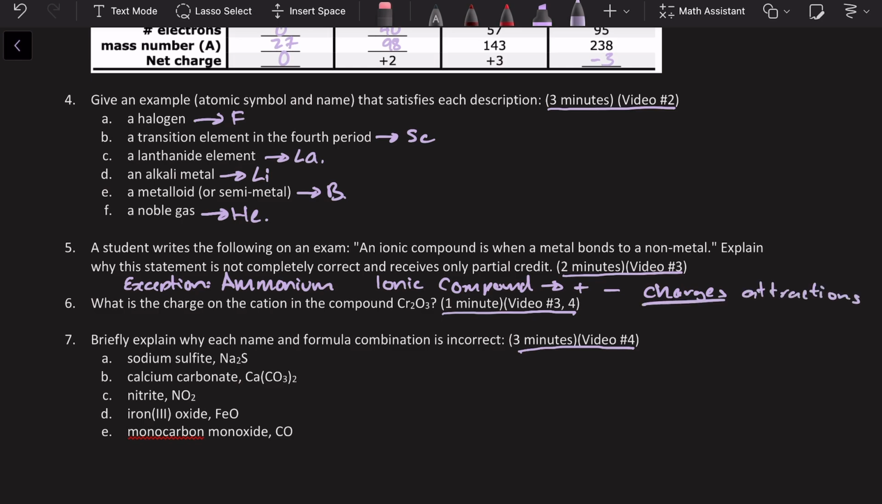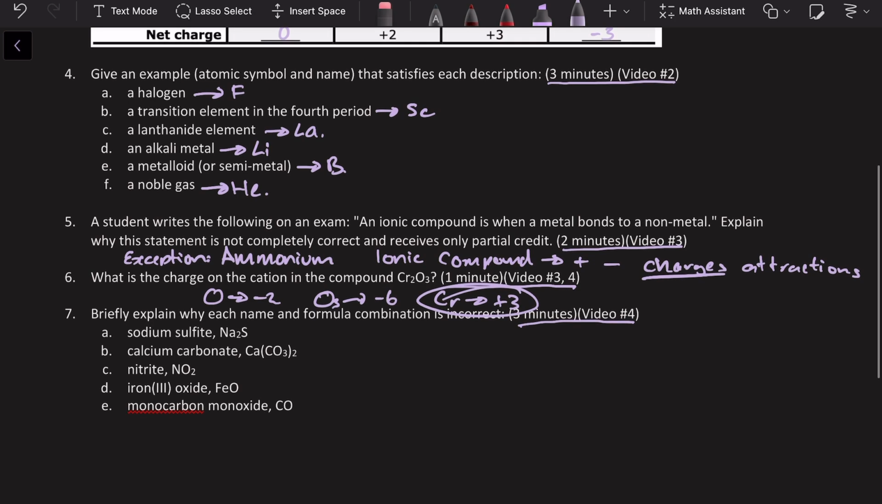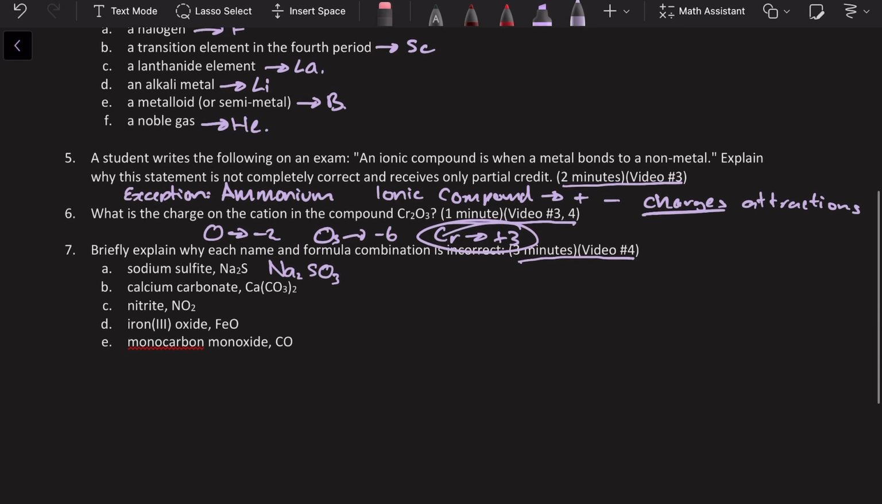Okay, so what is the charge of the cation in Cr2O3? We got oxygen, which is -2, so 3 of them, which makes -6. 2 chromiums, so the charge of the chromium is +3 since it's a neutral compound. Now, briefly explain why each name and formula combination is incorrect, which is going to be sodium sulfite, Na2S. So this is sulfite, not sulfide. Sulfite is a polyatomic ion, SO3 2-, so it's Na2SO3.